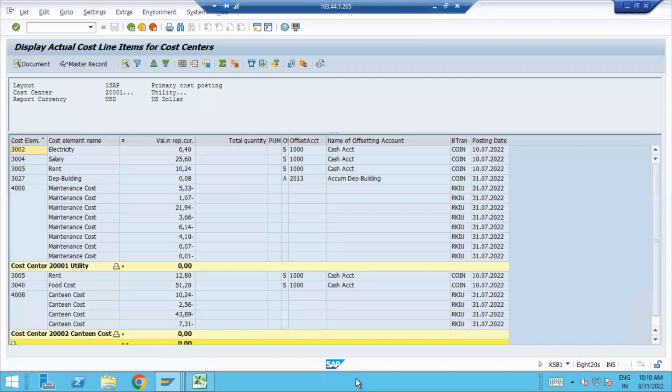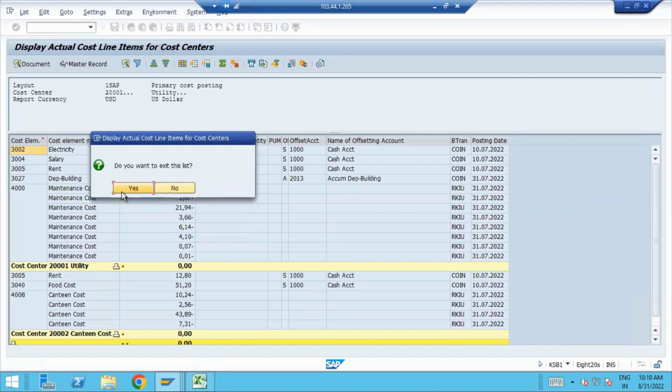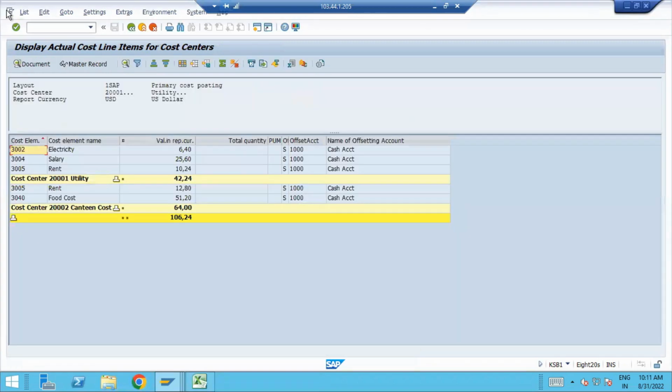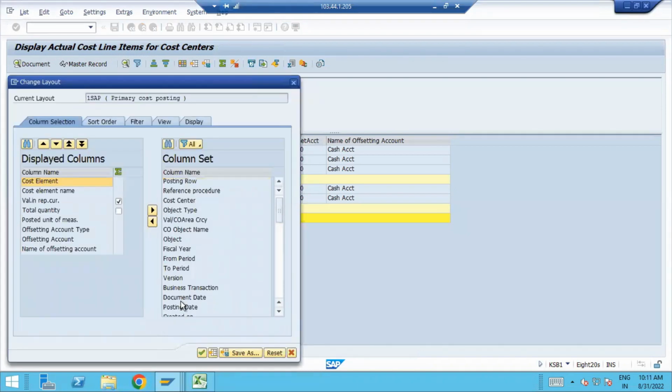For example, you can see this report. When it was posted on 10th July, I have two cost centers, 20001 and 20002, and the cost was recorded with this date. So this much cost was recorded, and these are nothing but your CO-in transactions.